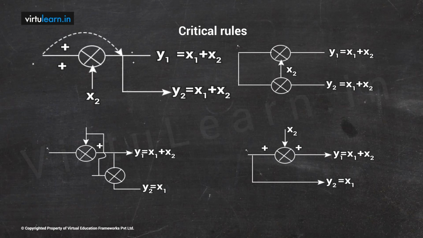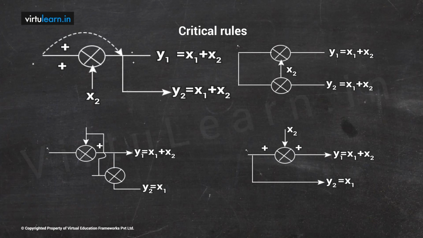The critical rule says that we can shift any takeoff point after the summing point, or any takeoff point before the summing point. The first one we'll see is the takeoff point I want to move before the summing point. So I am taking a summing point here. Any summing point, we have inputs: x1, x2, two inputs I have. What is the output? y1 is the output. Now I am taking one more takeoff point. What will that be? y2. So y2 is taken from y1, therefore y1 and y2 are both the same: x1 plus x2.